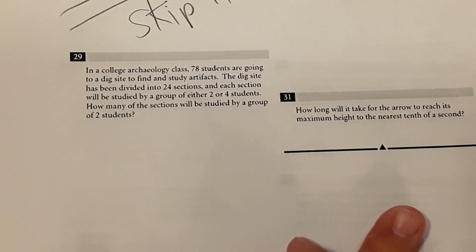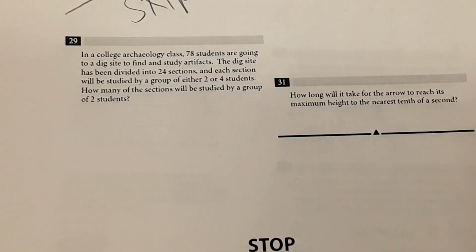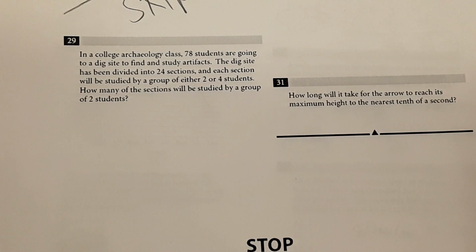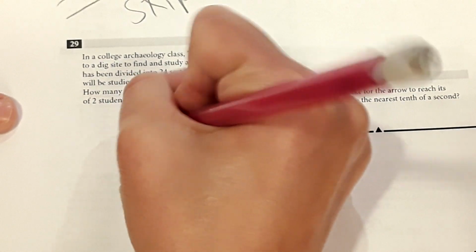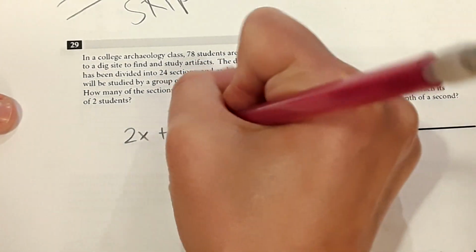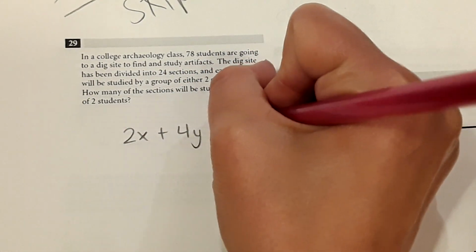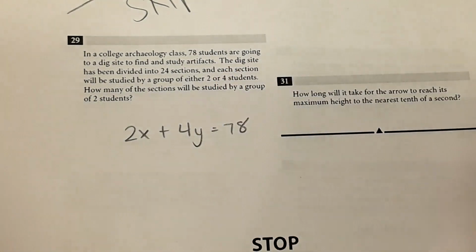Next, 29. In a college archaeology class, 78 students are going to a dig site to find and study artifacts. The dig site has been divided into 24 sections, and each section will be studied by a group of either 2 or 4 students. How many of the sections will be studied by a group of 2 students? So we have 24 equals 78 students.